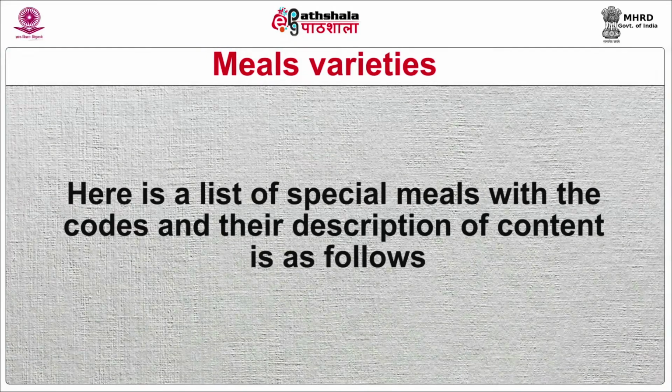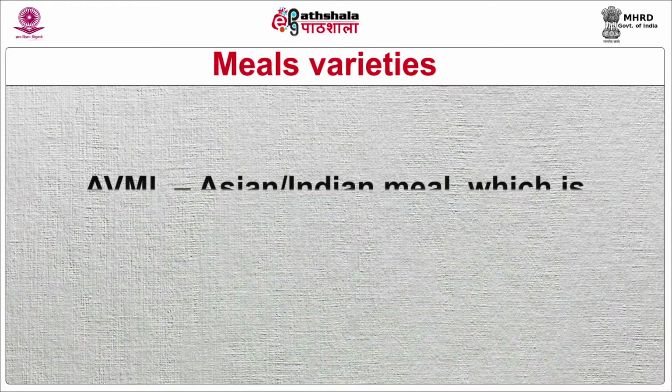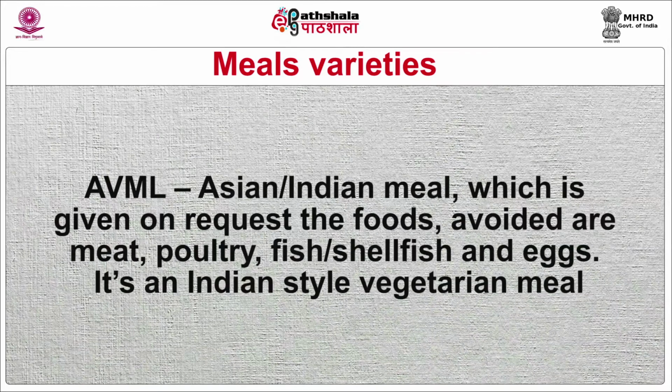Here we will discuss a list of special meals with the codes and their description of content, as follows. In capital letters, AVML. It stands for Asian or Indian meal, which is given on request. The foods avoided are meat, poultry, fish, shellfish and eggs. It's an Indian style vegetarian meal.